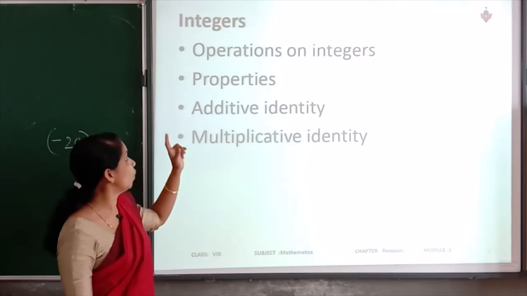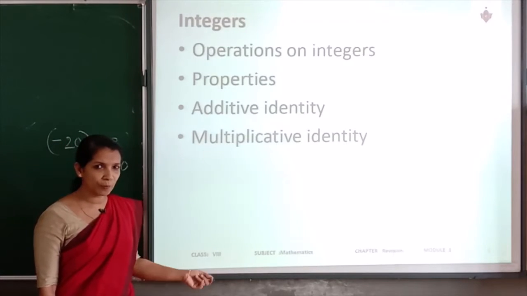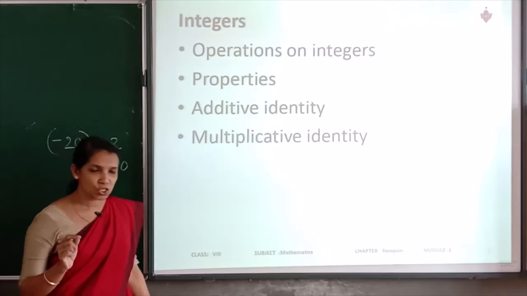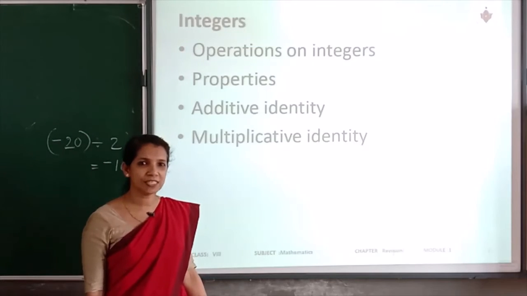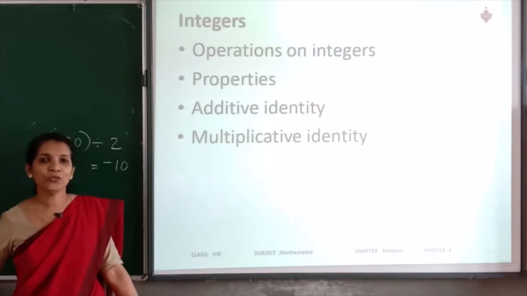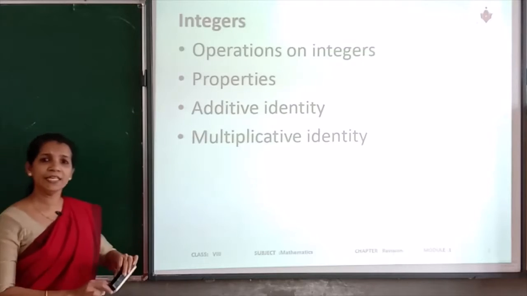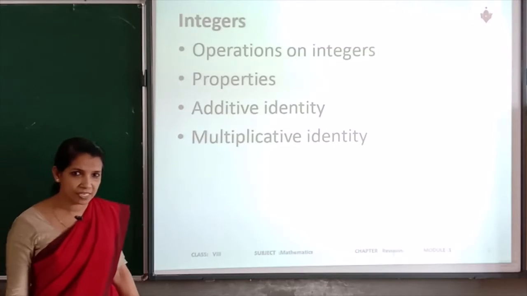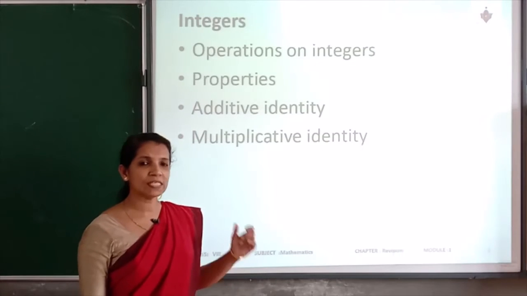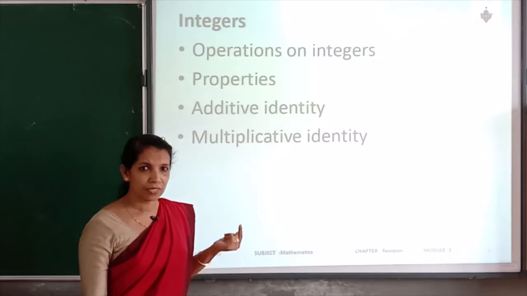Now, let us move on to the properties of integers. Do you remember the properties? Closure property, commutative property, associative property. First we will see the closure property. In case of addition, when you add any two integers, the answer will be an integer. And when you subtract two integers, that answer also will be an integer.